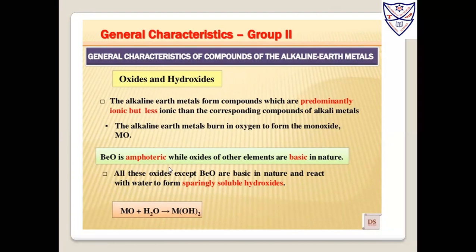So BeO is amphoteric. As you know very well, what is amphoteric? It reacts with the acidic nature as well as with the basic content. So BeO is amphoteric while oxides of the other elements are basic in nature. All these oxides except BeO are basic in nature and react with water to form sparingly soluble hydroxides. So MO plus H2O gives M(OH)2.